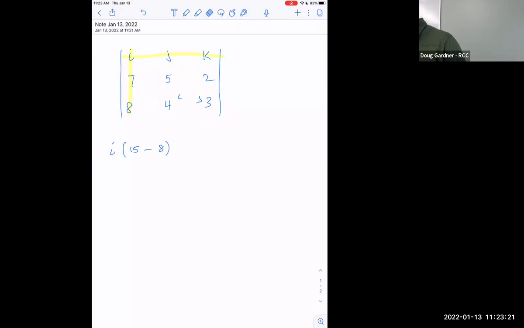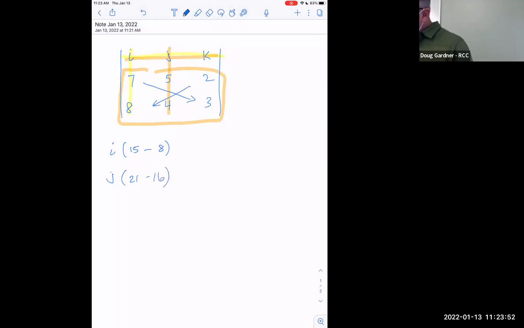Then we move to the next one, where we cross out this row and this column. What matrix is left behind there? Well, it's a little harder to see, but it's basically these numbers. Does that make sense? So I go 7 times 3. This is our J row. 7 times 3, which is 21, always minus 8 times 2, which is 16. And so it actually isn't new. You just have to do it a chunk at a time.